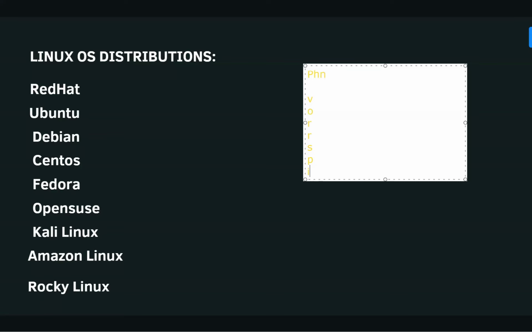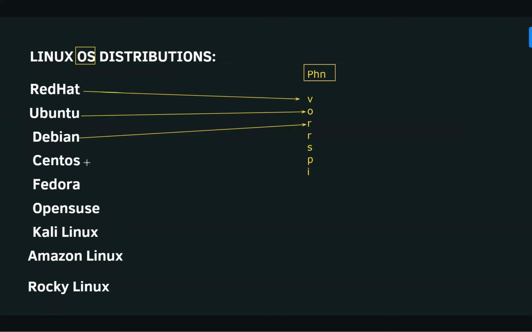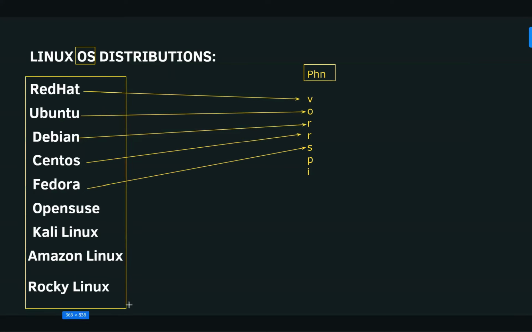Now let's say if the OS was the phone, these all are different platforms, but the purpose is going to be the same, right? Every OS is going to act as an interface between your computer hardware components as well as the users.